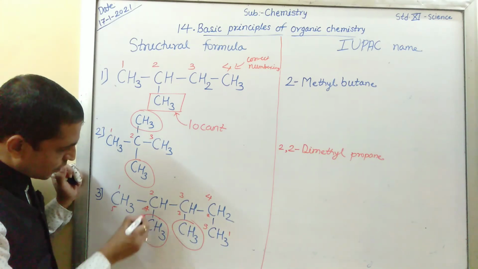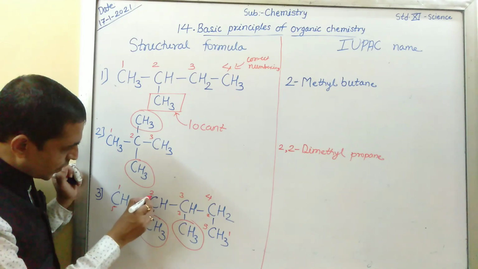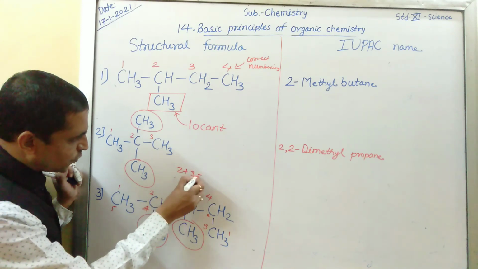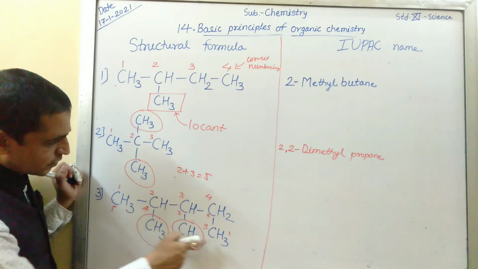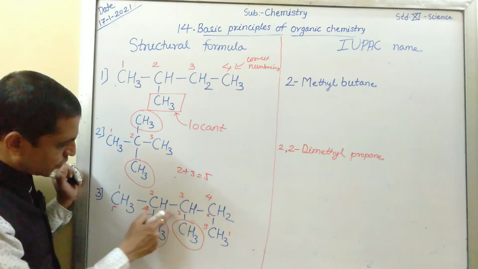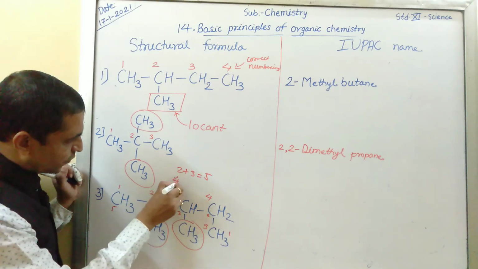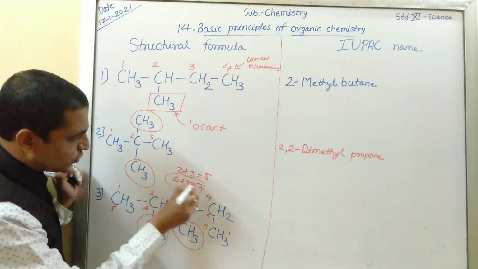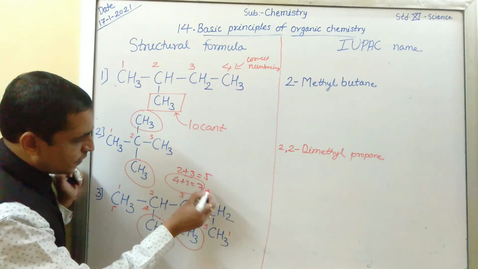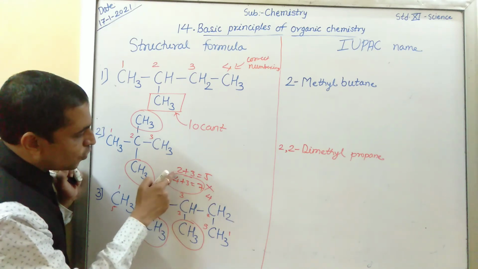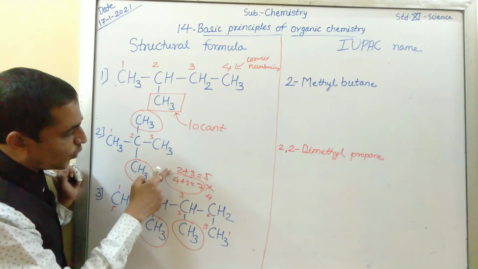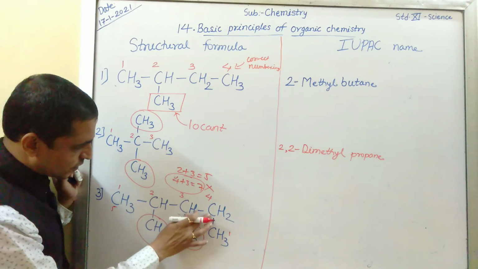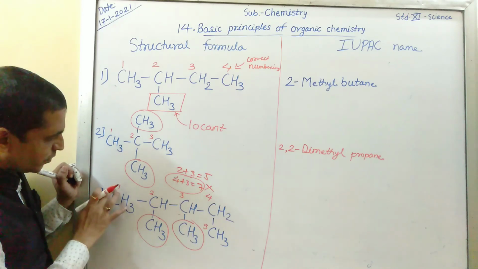At this time, with this numbering the locants are 2 and 3, and 2 plus 3 is equal to 5. And if you count the other way, 1, 2, 3, 4, 5, then you get 4 plus 3, which is equal to 7. Here the sum of the locants is 7. We do not consider this. You must get the lowest sum of locants. So this numbering is incorrect, remove it. And this numbering is correct.